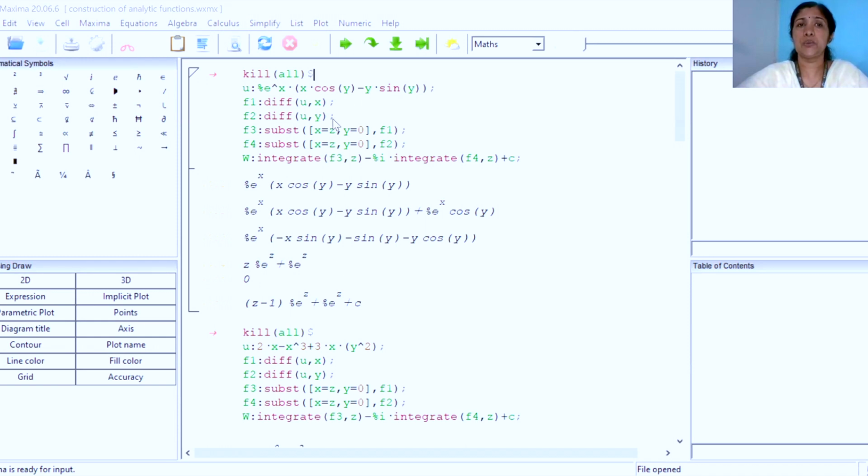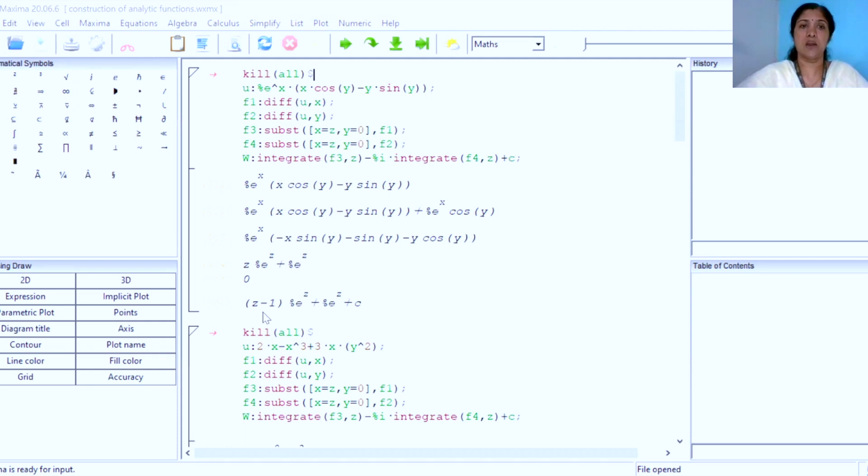Since we need to see all these values, we have replaced dollar with colon. If you put colon, we can see all these values. If you replace it with dollar, and if you need only the final output, then you can replace all these colons with dollar and get only the final output.